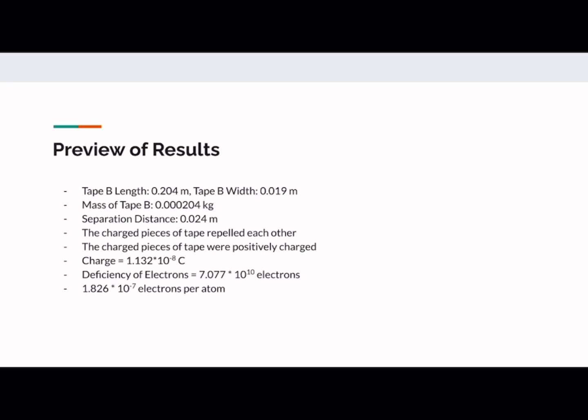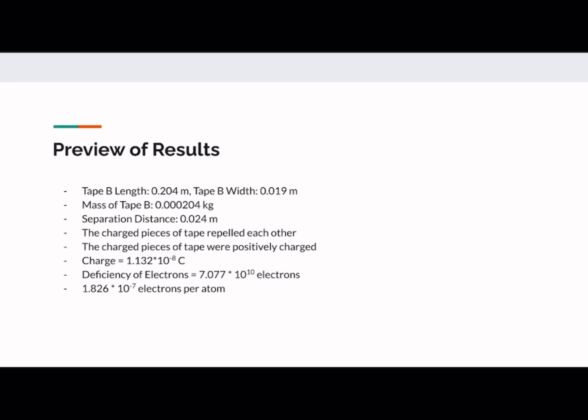So here's a preview of my results, calculations, and measurements. For the length of tape B, I measured it to be 0.204 meters, and I found the width to be 0.019 meters, and that corresponded to a mass of 0.00204 kilograms. And I measured the separation distance, which is the distance between tape A and tape B during the experiment, to be 0.024 meters. And I noticed that the charged pieces of tape repelled each other, and we already know that the charged pieces of tape were positively charged.